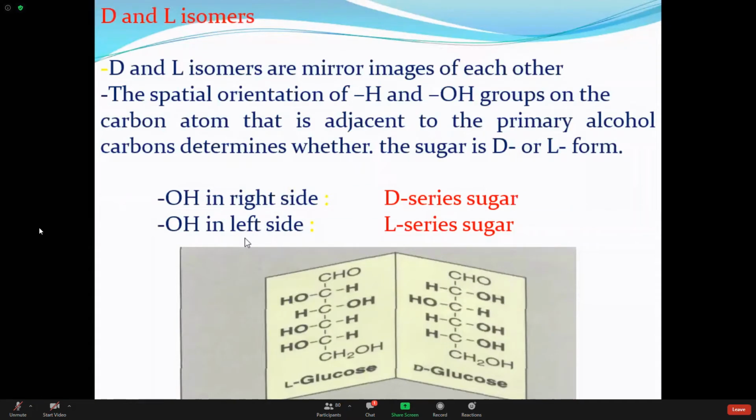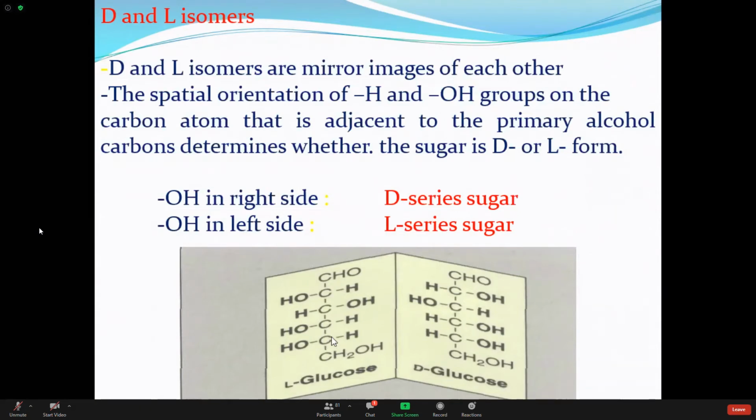Am I clear? Yes, you are. So, yes, clear. There is a special orientation of the H and OH group on the carbon atom that is adjacent to the primary alcohol carbon. This is a primary alcohol carbon, also called an ultimate carbon atom, the last one. And adjacent to the primary alcohol carbon is the penultimate carbon atom.